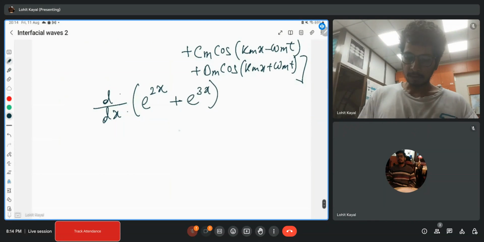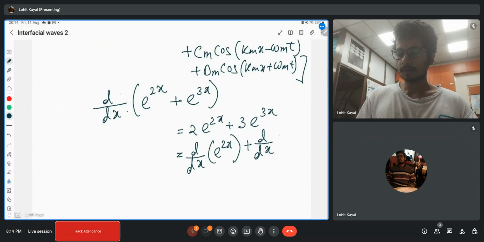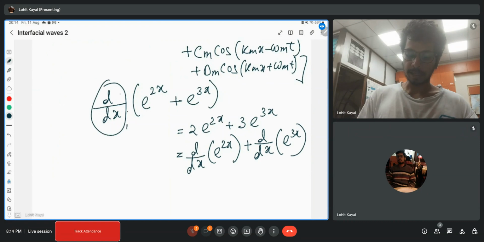Okay, so what will be the result? It is equal to 2 into e to the power 2x plus 3 into e to the power 3x. Very simple. So we can write it as d/dx of e to the power 2x plus d/dx of e to the power 3x.